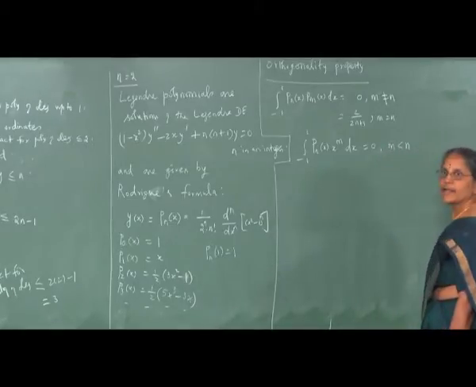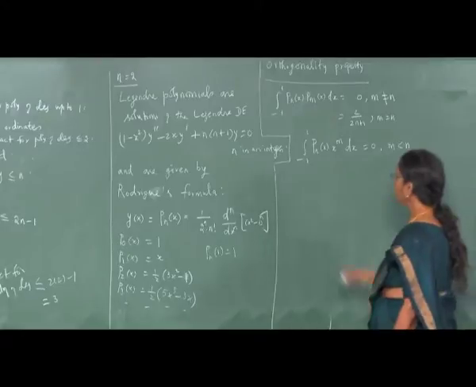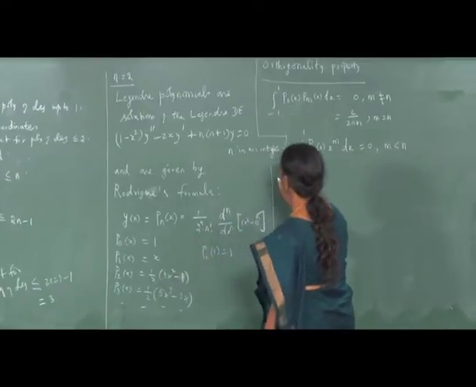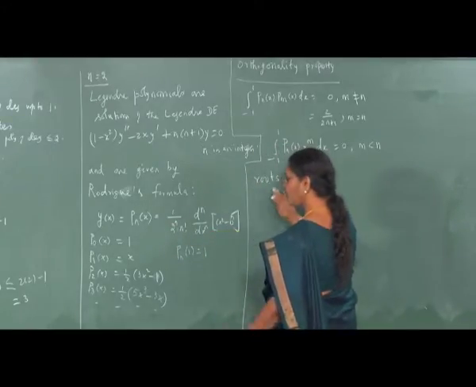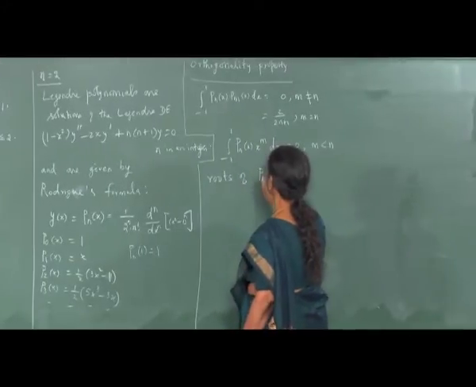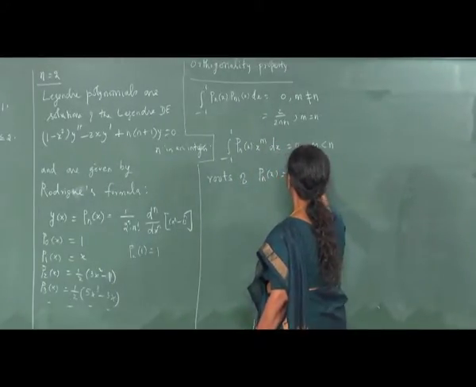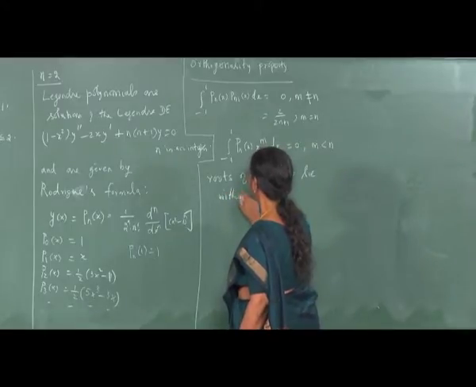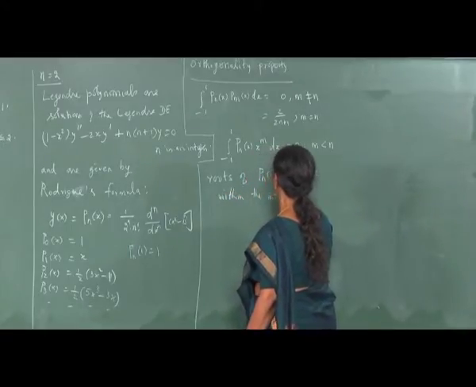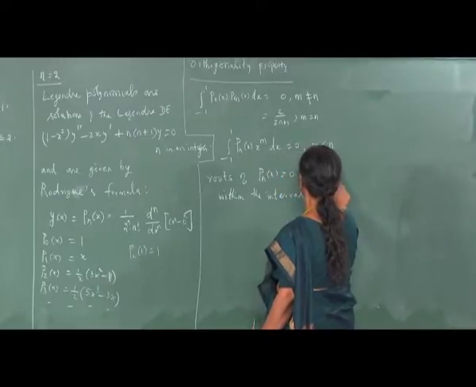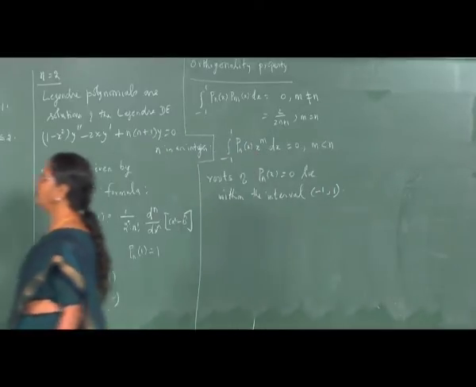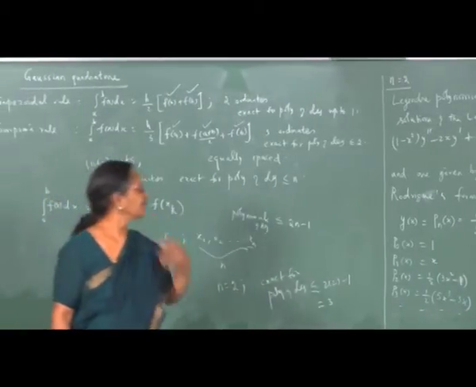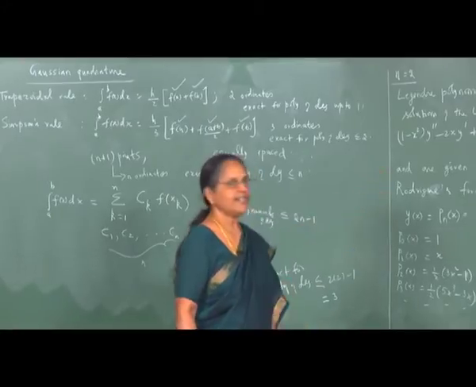Further, the roots of these polynomials or zeros of these polynomials, the roots of Pn of x is equal to 0, lie within the interval minus 1 to 1. So, these are some properties which we require in deriving Gaussian quadrature formulas. So, we have recalled these results.